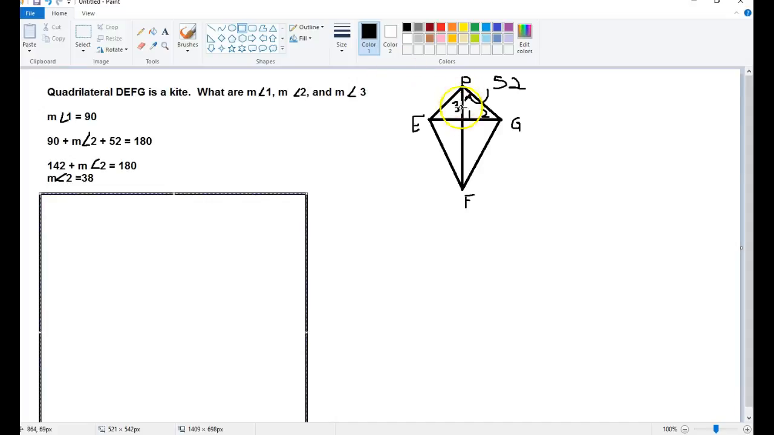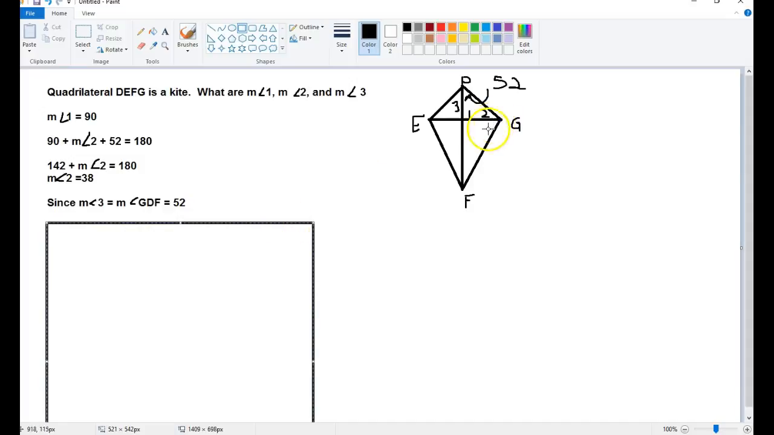Now, we have to figure out what angle 3 is. There's a couple ways we can do this. The way in the book says that since this triangle DEF and this triangle DGF are congruent by SSS, because this side is congruent to the other side, and these sides are congruent, all the corresponding sides are congruent. That means all the corresponding angles are congruent. So angle 3 is going to be the same as GDF here. Another way you could think of it is that diagonals bisect the opposite angles. So we have angle 3 and this angle here. Since bisecting means they're congruent, angle 3 is going to be the same as this as well. It's another way you can think of it.